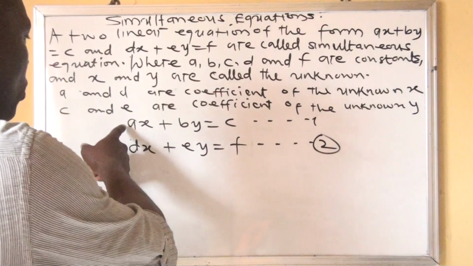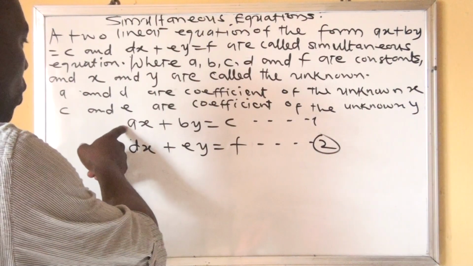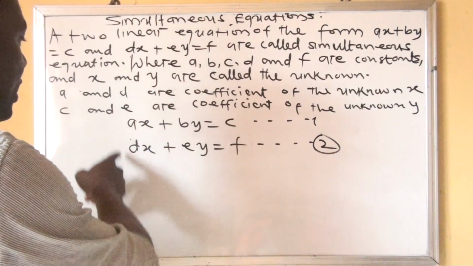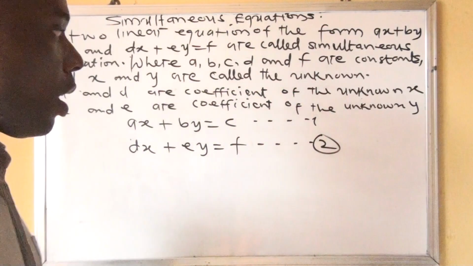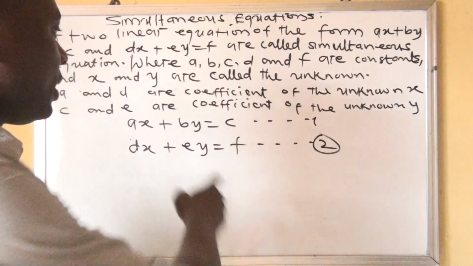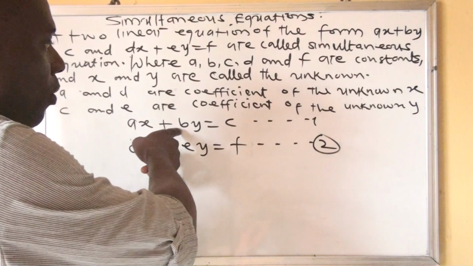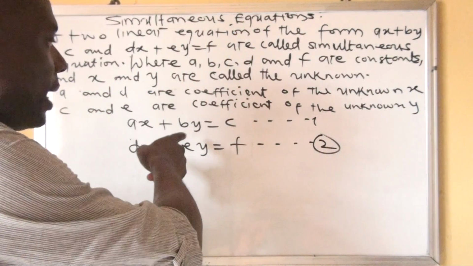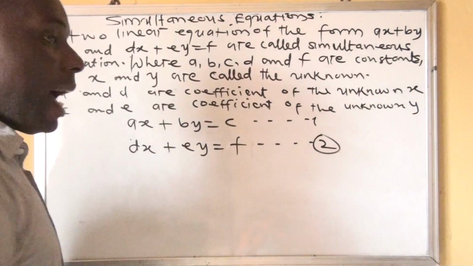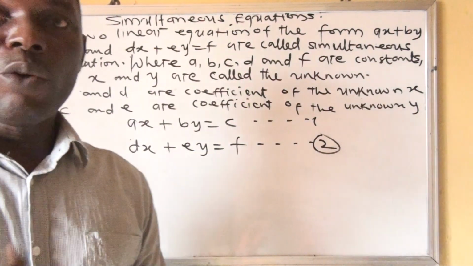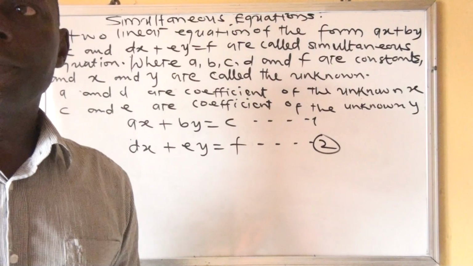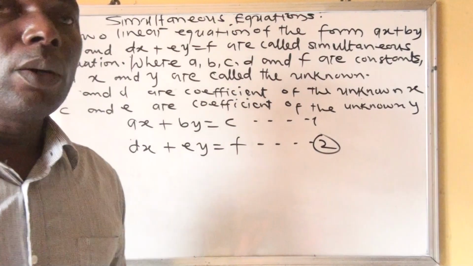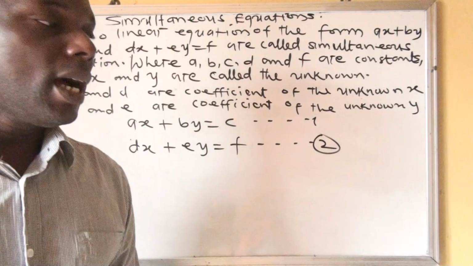In equation 1 and equation 2, the coefficients of X are A and D, while the coefficients of Y are B and E. Like I said, the coefficient is the number, a constant, that multiplies an unknown.